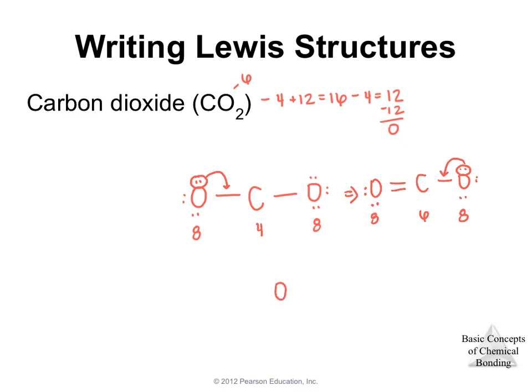And what I'm going to end up with is an oxygen double bonded to a carbon, double bonded to an oxygen. And let's just double check. So this oxygen has 2 bonds, which is 4, plus 4 more electrons for 8. Carbon has 4 bonds, which is 8. And then oxygen has 2 lone pairs, and then 2 bonds for a total of 8. So everyone is happy.